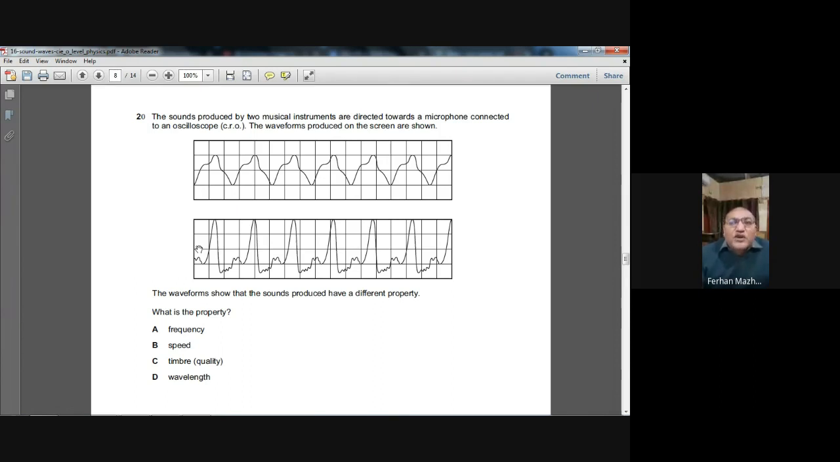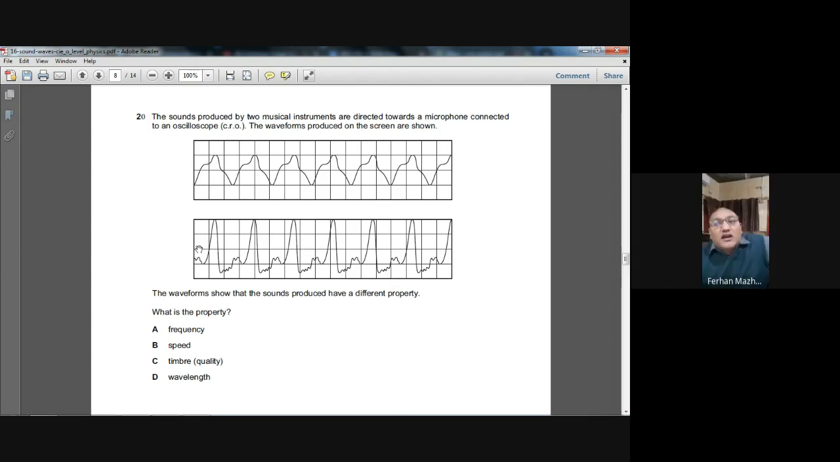We are not sure because this, from the CRO, is a displacement time graph. It's a very important point. It's a displacement time graph. So I can only get the amplitude and the time period, and by calculation I can get the frequency from the CRO. I cannot predict what its wavelength is from here directly. So speed, I don't know.